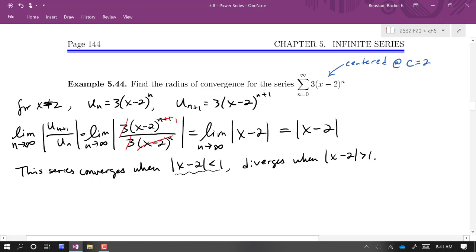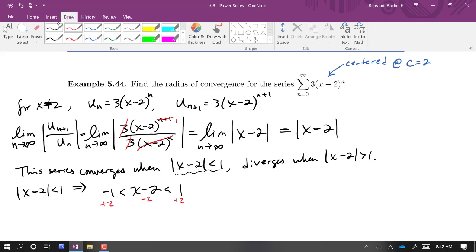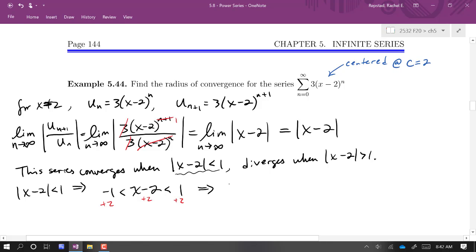So let's focus on what gives us convergence. Absolute value of x minus 2 less than 1. Well, that means that x minus 2, without absolute values, has to be between -1 and 1, right? That's what makes its absolute value less than 1. And if we add 2 to all 3 sides of this inequality, we get 1 less than x less than 3.